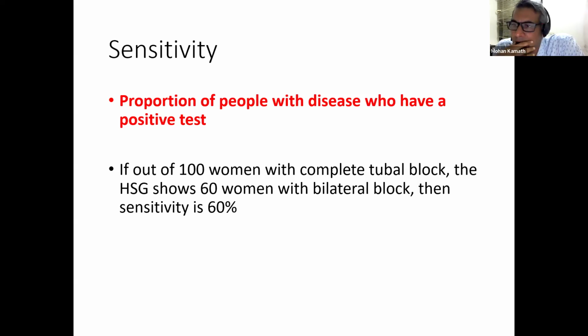Now this is the statistical way of saying it, but let's come back to our own fertility specialty. The way to look at it is, let's say you have 100 women with complete tubal block. If you do an HSG and 60 of the women are actually picked up by this HSG, that is, out of those 100 women, only 60 were picked up by HSG as bilateral block, then the sensitivity of that test, in this case HSG, is 60%. That means it's only picked up 60 out of those 100 women with complete tubal block. That's how we go for sensitivity.